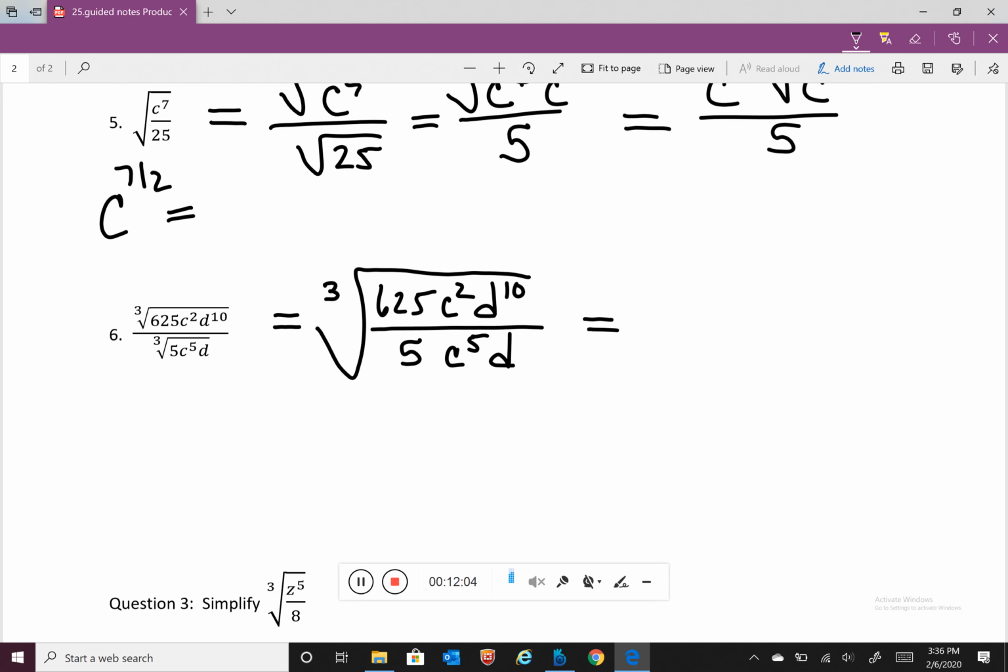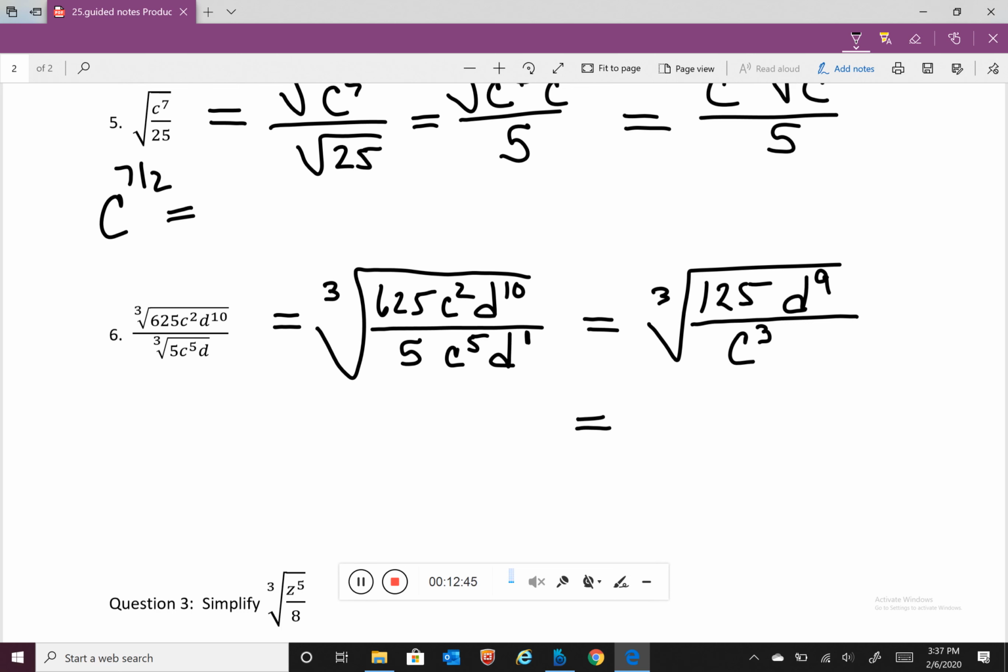625 is divisible by 5, and that leaves us with 125 in the numerator. Now notice the powers of c. We have 2 factors of c in the numerator, but 5 in the denominator. So the denominator has 3 more factors of c as compared to the numerator. And then d in the denominator has an implied exponent of 1, and subtracting to simplify leaves us with d to the 9th.